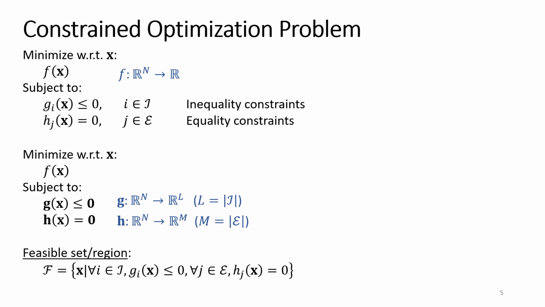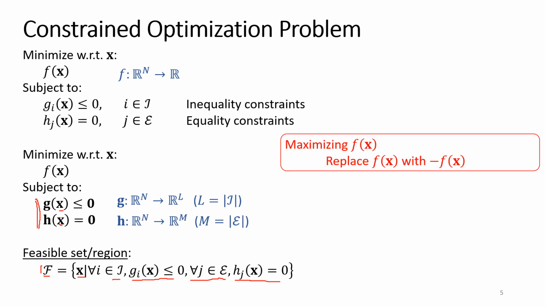Finally, the feasible set or feasible region is defined as the set of all points x such that for all i belonging to script I, g_i(x) is less than or equal to 0, and for all j belonging to the set of equality constraints, h_j(x) is equal to 0. So this is the feasible region. The feasible region is the set of all points x where all these conditions are met.